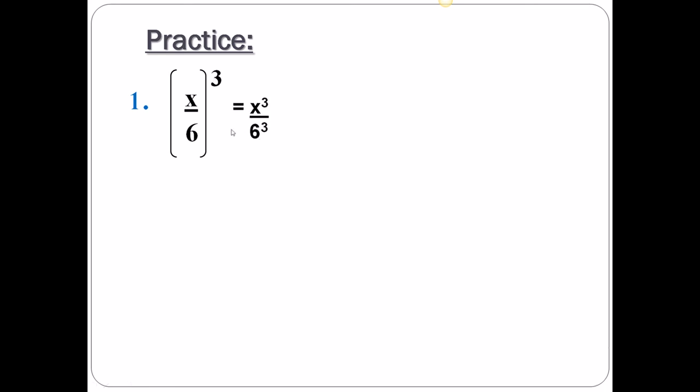Now, the rule comes back into play. Is this less than 1,000? Yes, say yes. It is. So our correct answer is x cubed over 216.